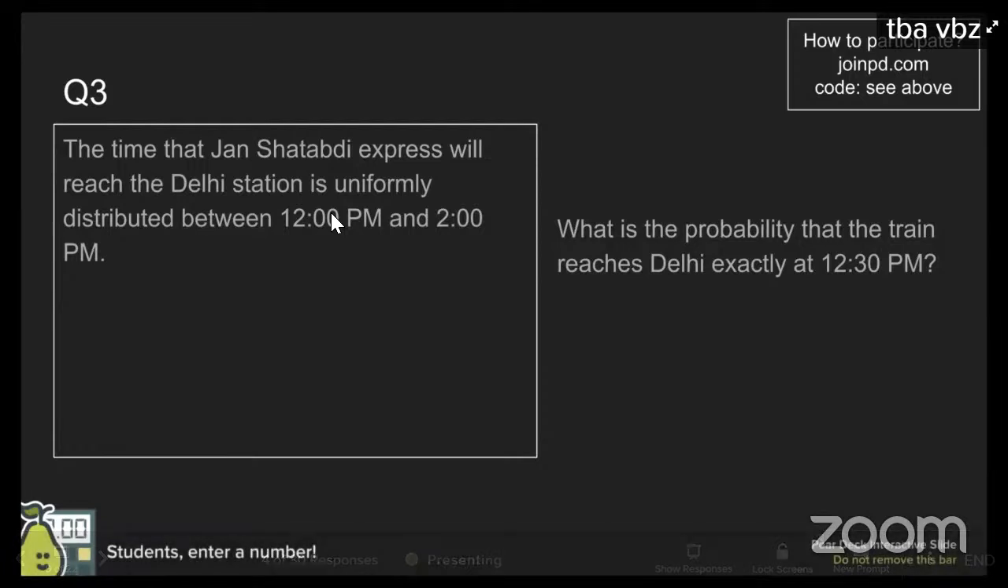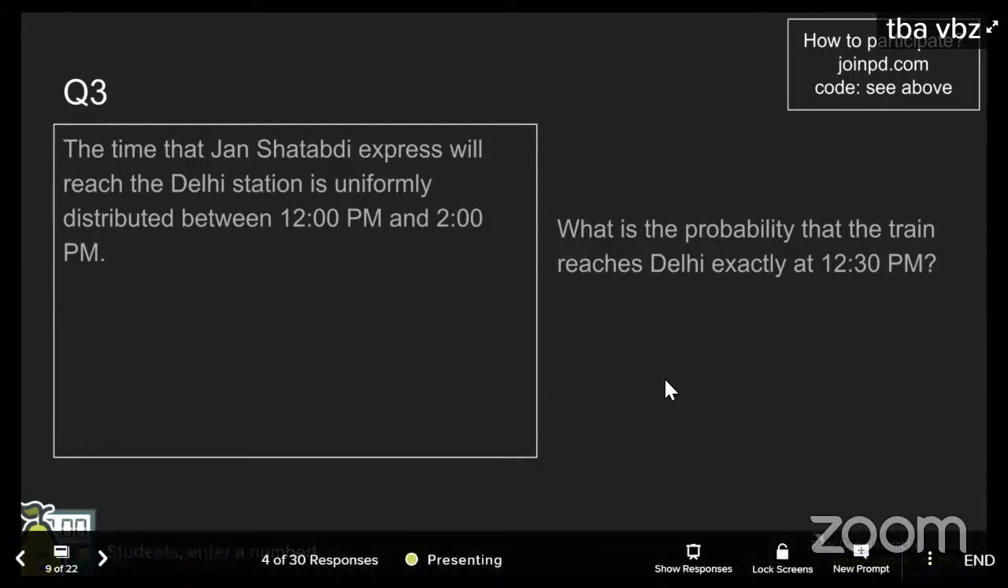You know the values of the parameters of the distribution as well, right? It is 12 and 2. So you need to find the probability that it reaches exactly at 12:30, that is, that your random variable X takes the value 30 minutes, or however you describe your random variable.